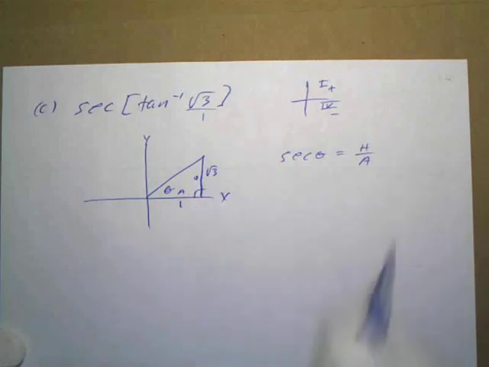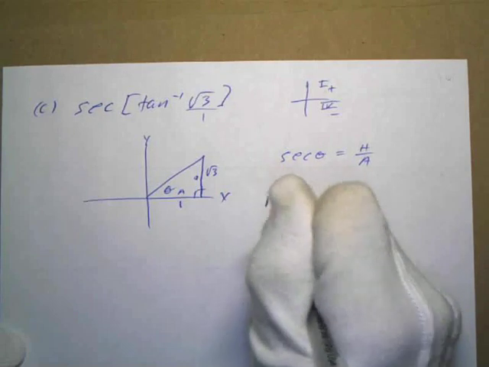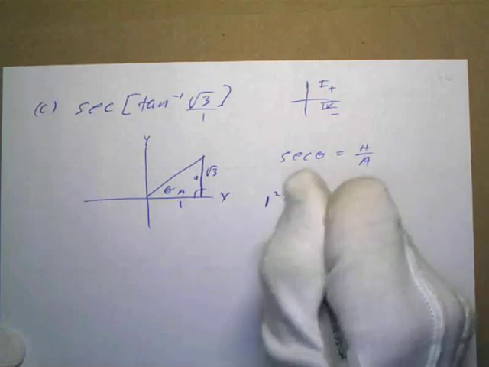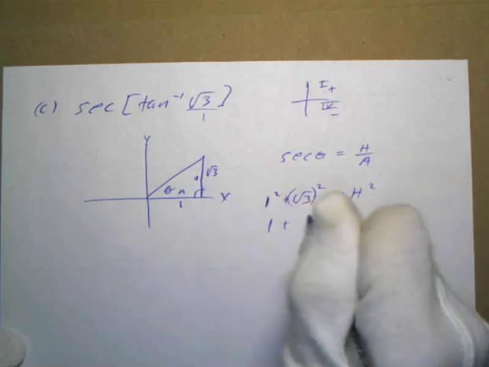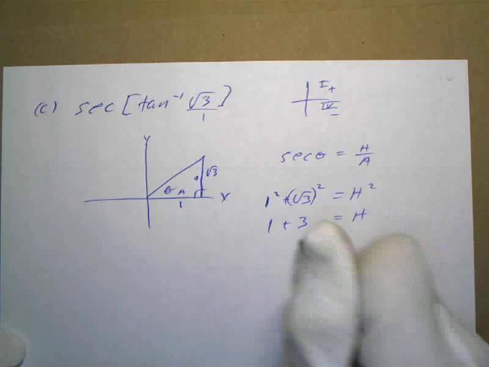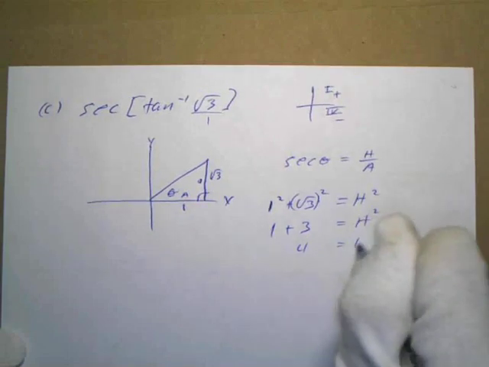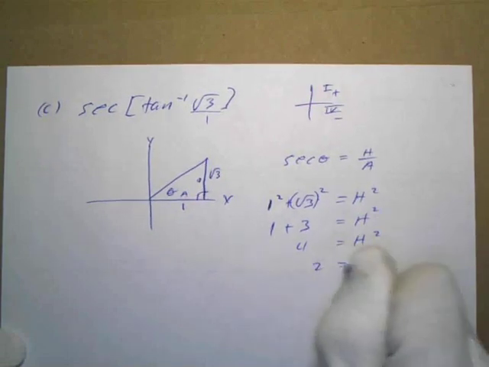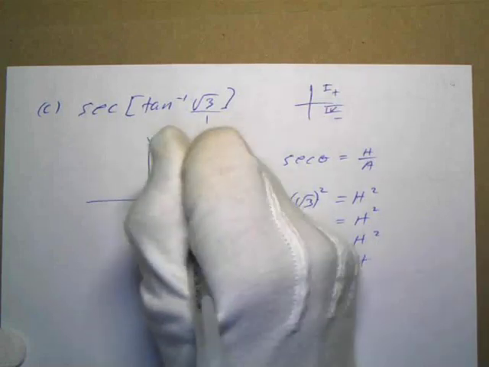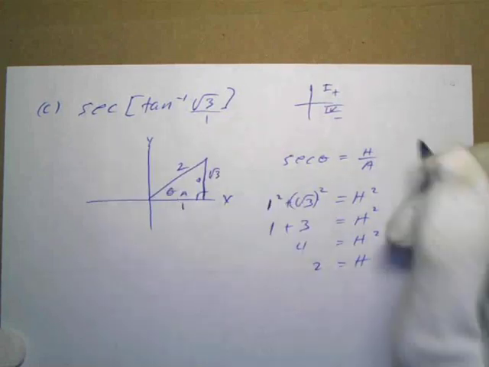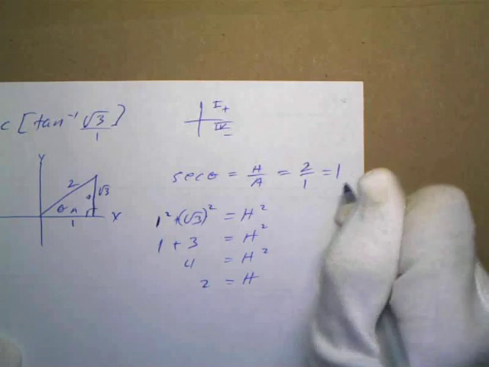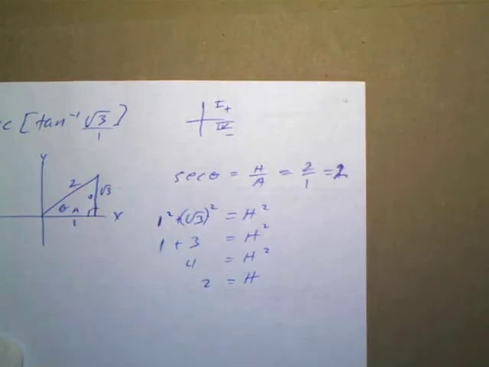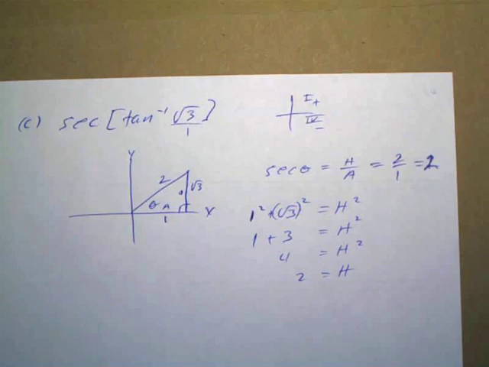So I need to find the hypotenuse. So we know that 1 squared plus the square root of 3 squared equals h squared. So 1 plus 3 equals h squared. So 4 equals h squared. So 2 equals h. And the hypotenuse over the adjacent will be 2 over 1, which is just... I'm sorry, what am I saying? 2. 2 over 1 is 2. So there you go. So that worked out pretty nice.